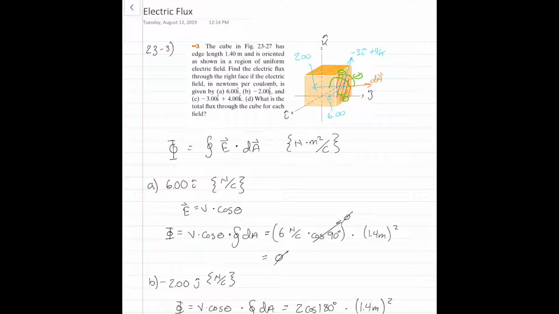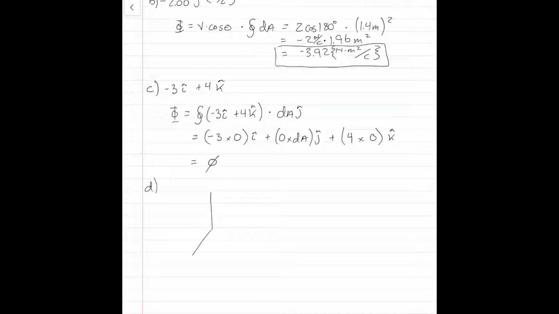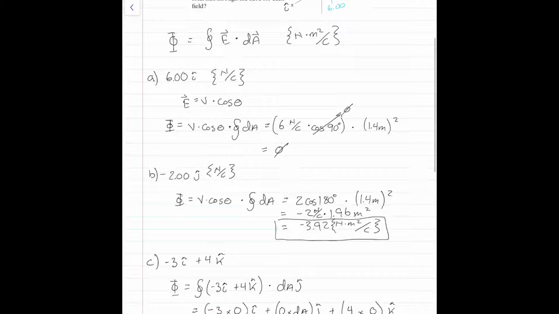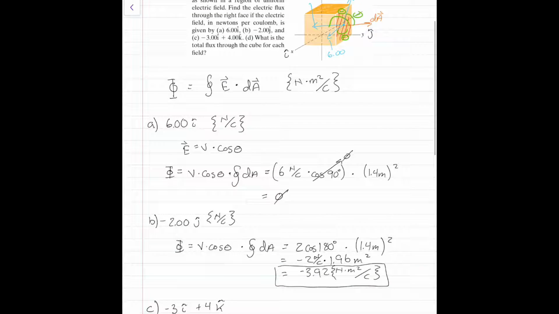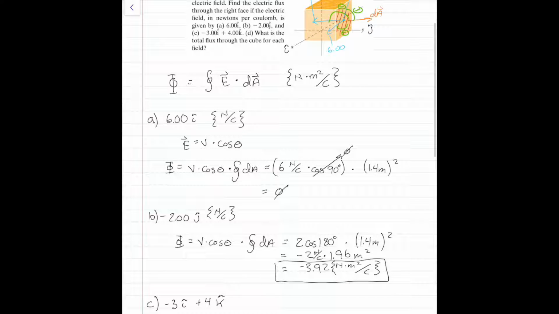And then lastly for D, the question asks, what is the total flux through the cube for each field? Now, because of the nature of the differential area always working orthogonal to the surface, if you've got an electric field, we'll go ahead and just draw this out real quick. So if this is our cube here that we're looking at, if we have an electric field that's passing through, let's take for example, because the question asks, what is the total flux? So we're going to add all of this together. The total flux of the electric field.